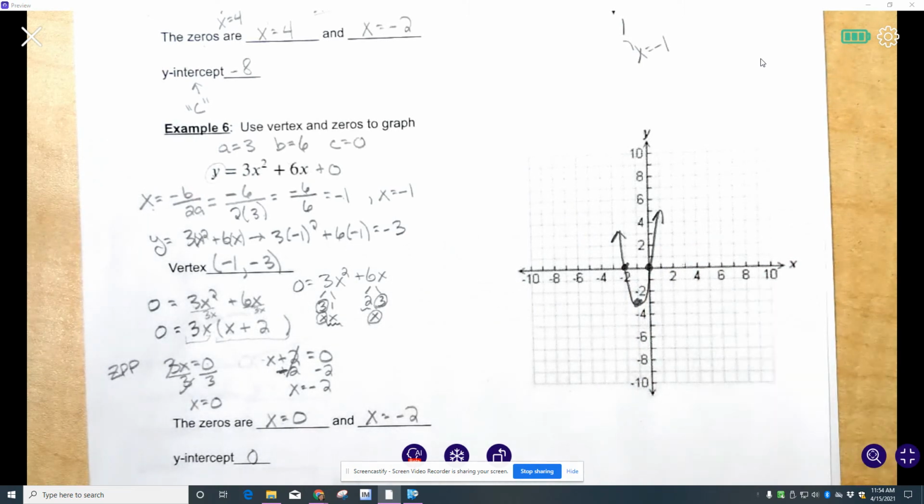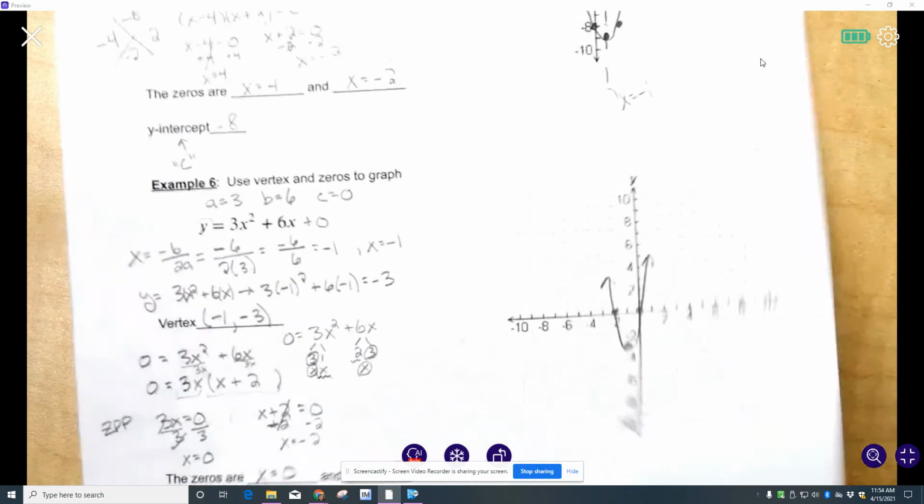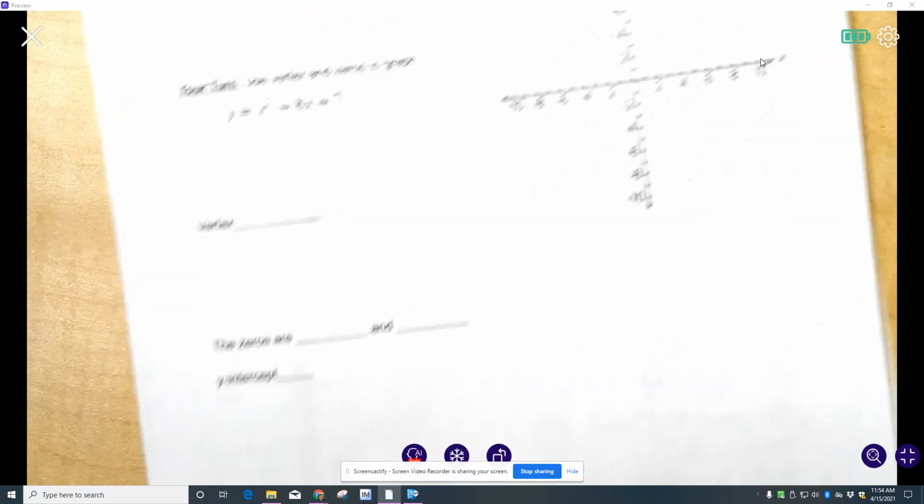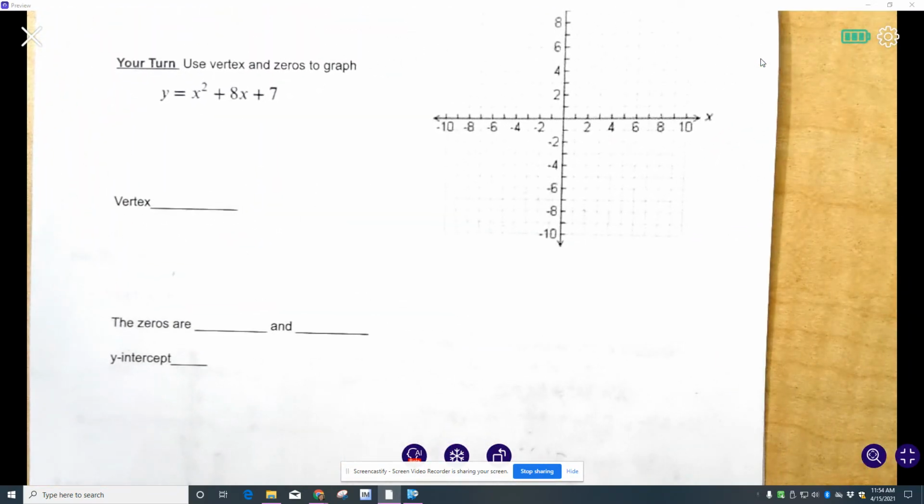Okay, so that is it. There is one for you to try on the next page, so you should do that one before class.